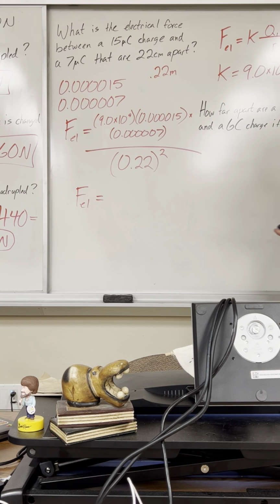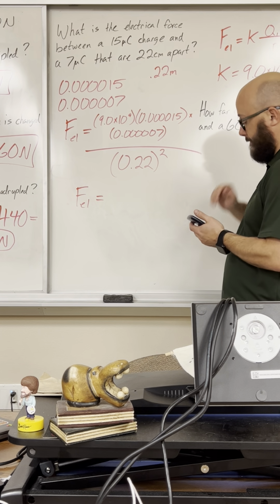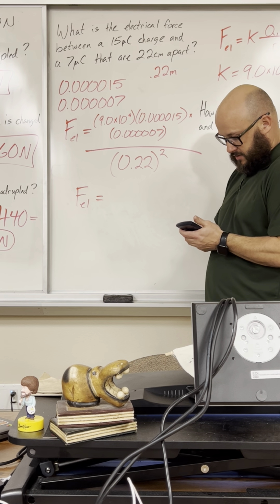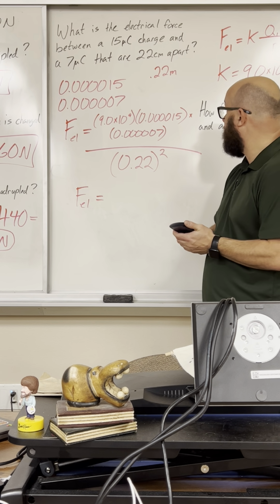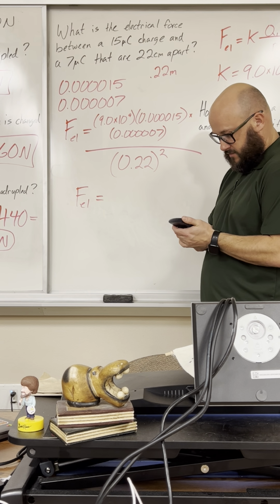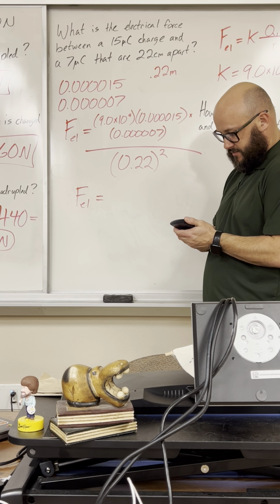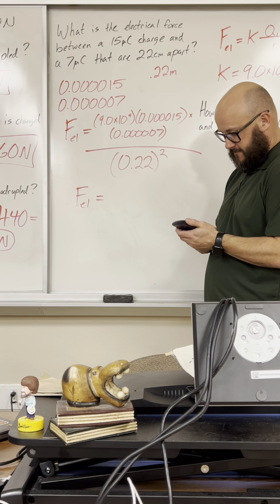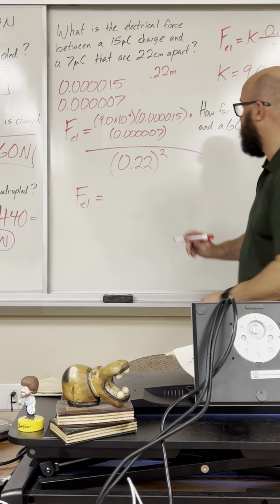Now be sure when you're putting these in your calculator that you put parentheses around everything. 9.0 times 10 to the 9th, 0.1234515, 0.123457. We get 0.945.